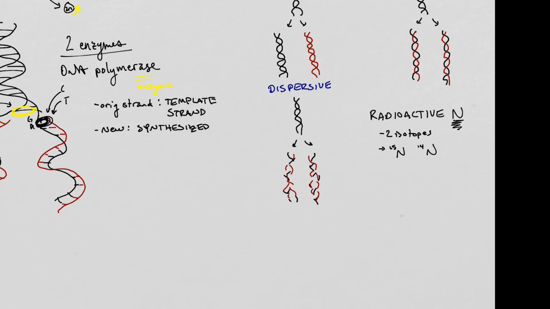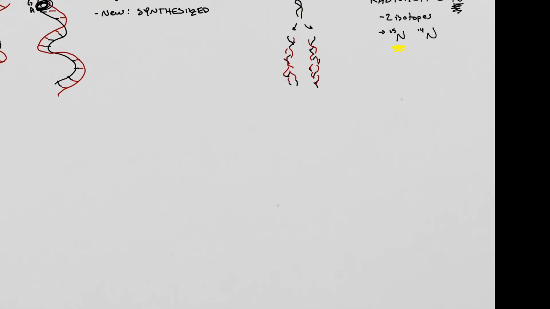So what they did is they grew a bunch of bacterial DNA. They just let a whole bunch of bacteria grow. And they grew it in this heavy nitrogen right here, which means that we're starting with DNA that is made of all nitrogen that is nitrogen 15.